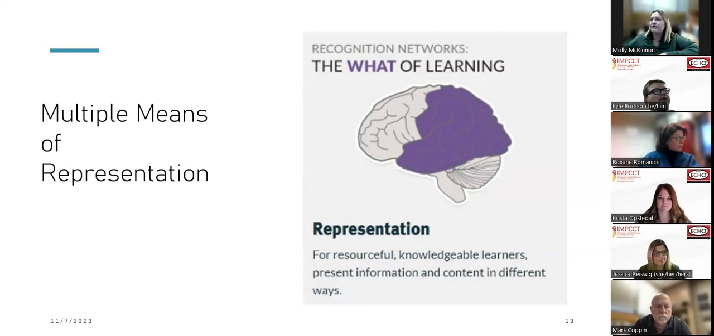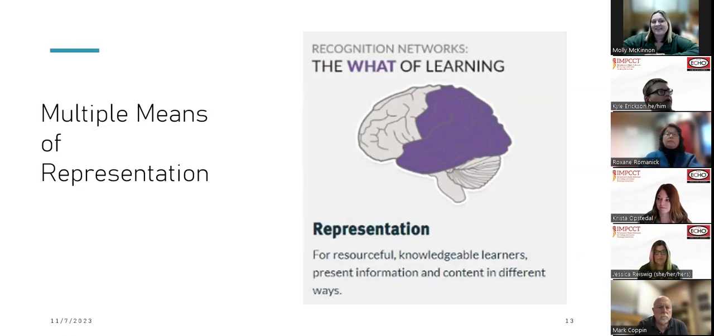And always remembering with UDL that the framework is set up to support all learners, not just learners that have disabilities, but all learners on your campus. And it can really support you as a professor in being able to have an inclusive classroom without needing to always necessarily provide it as an accommodation. And that's a very welcoming feeling for many students to know that you are open to that.